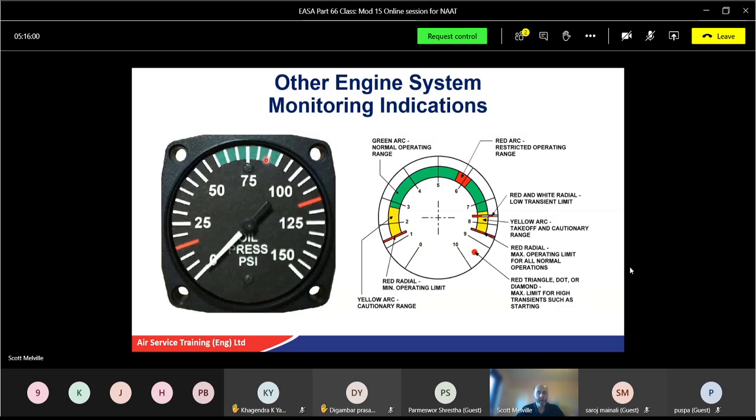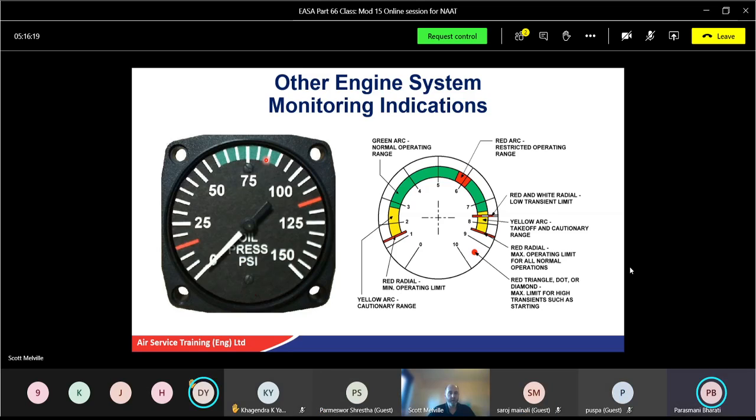If I'm going back to an engine pressure ratio limit indicator, it will display 4 modes. What are the 4 modes for an engine pressure ratio limit indicator? Takeoff, climb, cruise, go around. Yeah, thank you. Takeoff, climb, cruise, and go around modes. Good.